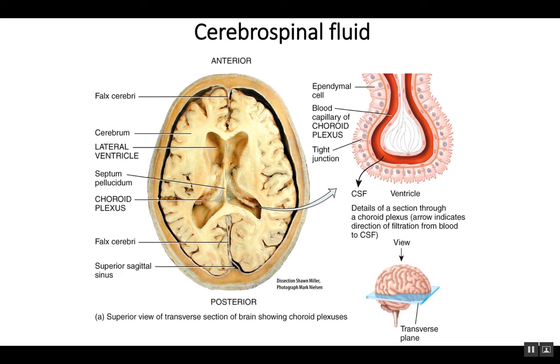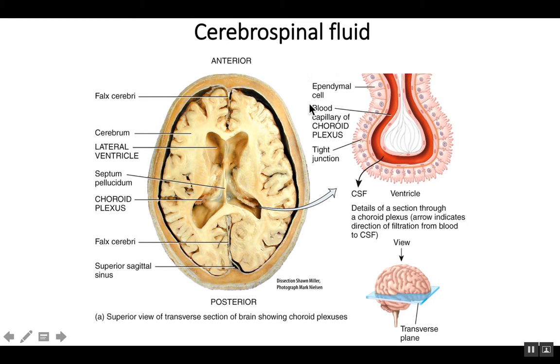This is another view to help understand how large some of these ventricles are. This is a transverse section through a human brain showing these large cavities. These are the two lateral ventricles. I want to make a note of this tissue located inside the ventricle. This tissue hanging inside of the ventricle is known as a choroid plexus. Choroid plexus is the tissue that produces cerebrospinal fluid. That tissue is made up of ependymal cells and blood capillaries.